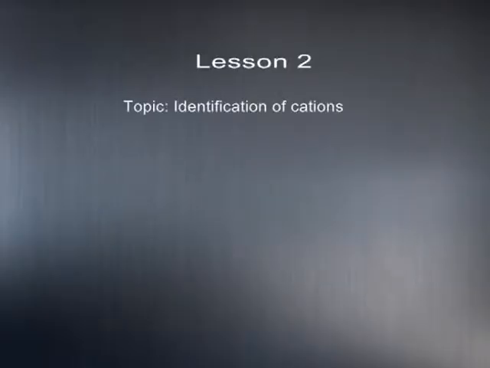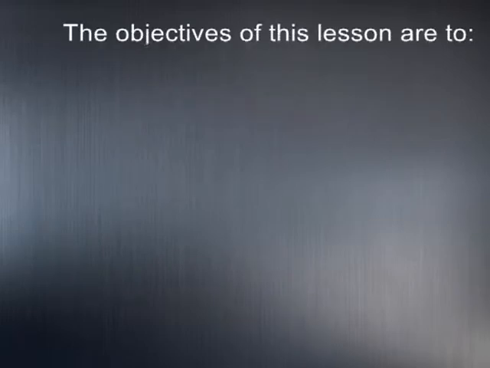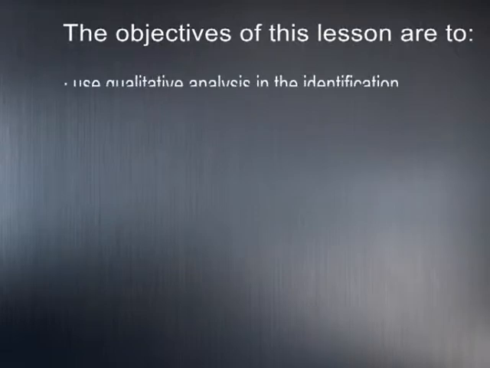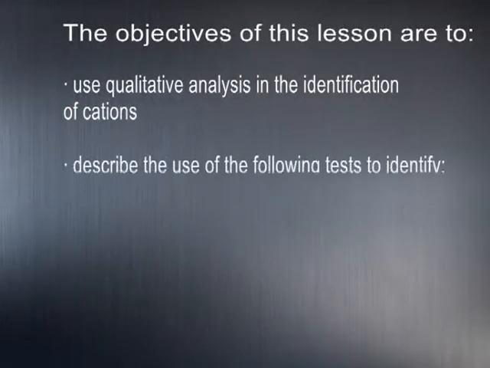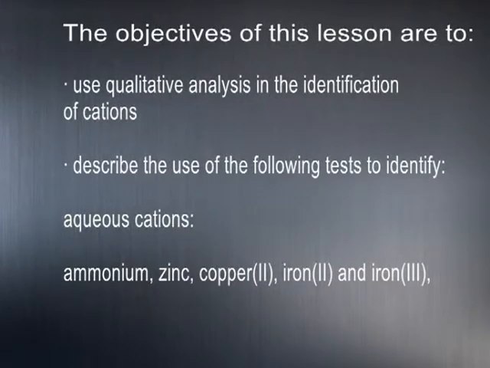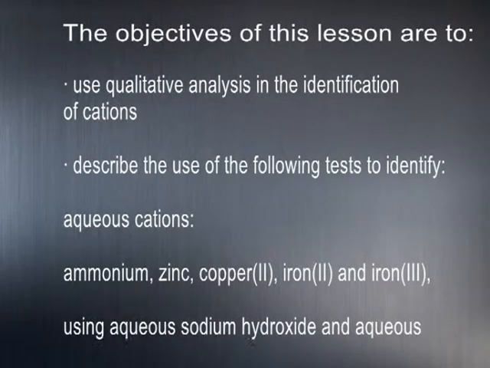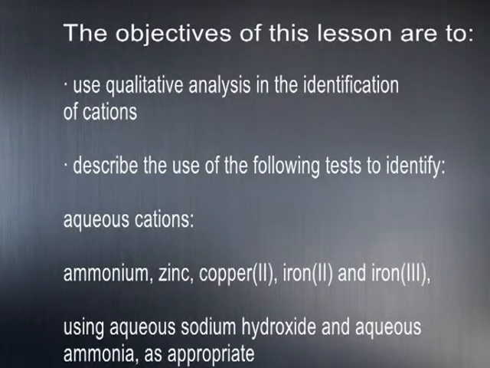The topic of this lesson is identification of cations. The objectives of this lesson are to use qualitative analysis in the identification of cations. Describe the use of the following tests to identify aqueous cations like ammonium, zinc, copper 2, iron 2, and iron 3, using aqueous sodium hydroxide and aqueous ammonia as appropriate. Let's switch over to hear what Mary and her mom discussed about this topic.